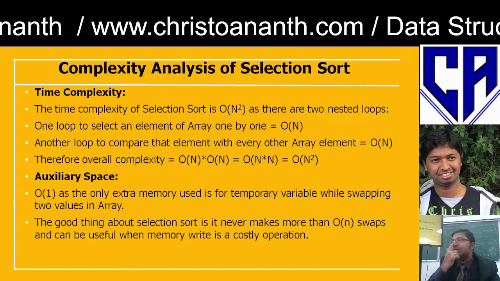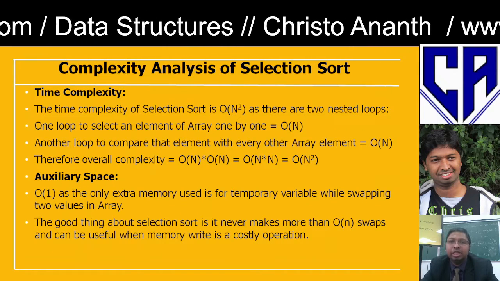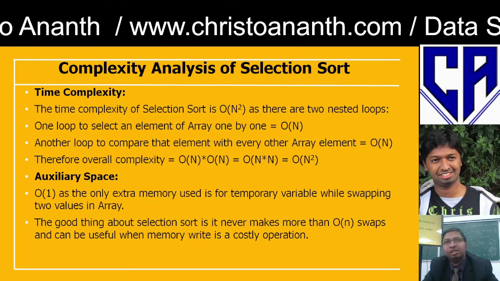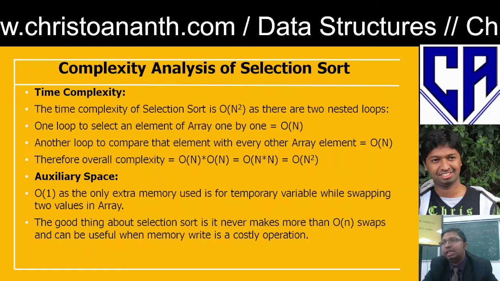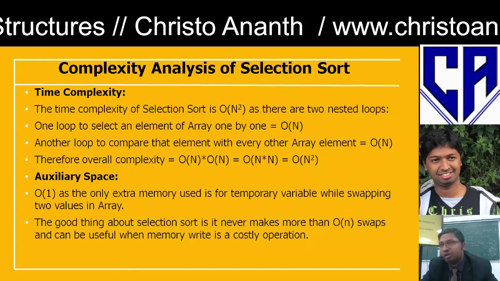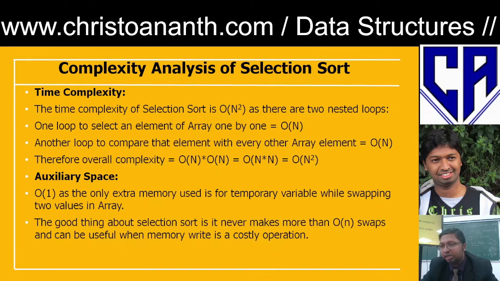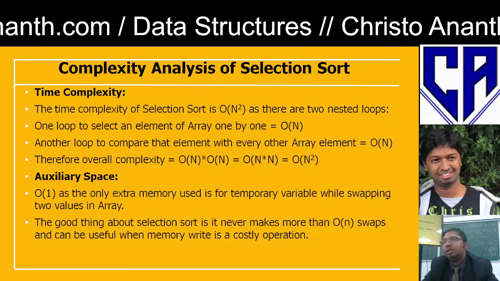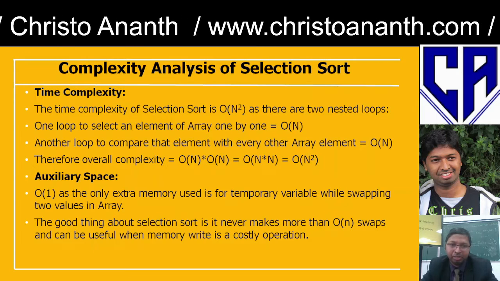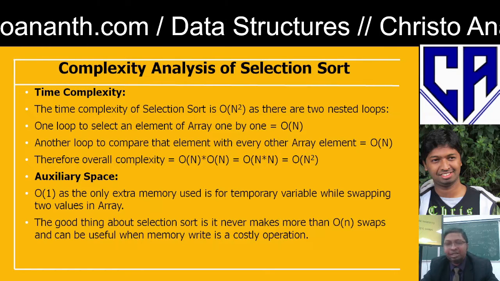So we have a complexity analysis of selection sort. In the case of selection sort, it is order of n square, because we have two nested loops, one outer loop and one inner loop. That is the reason we call it a nested loop, one loop inside another loop. One loop selects the element of the array, so that is order of n, and another loop compares it with each and every other array element, so for that we have order of n. So overall complexity would be order of n multiplied by order of n, which is order of n square. And similarly the auxiliary space, we have order of 1 as the maximum.